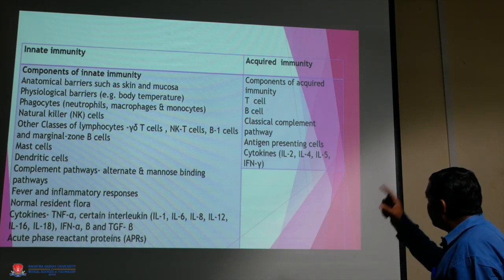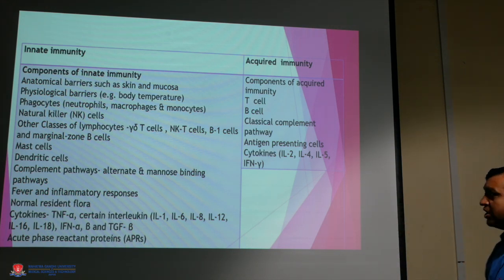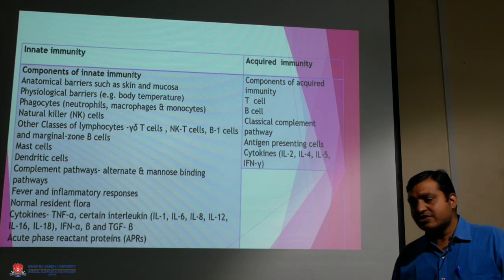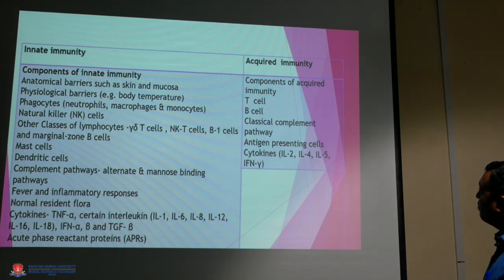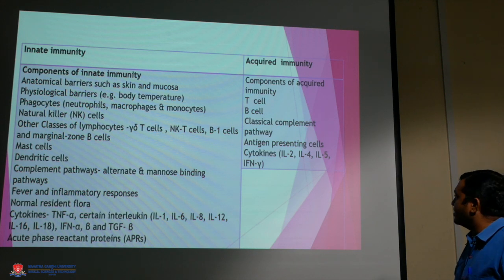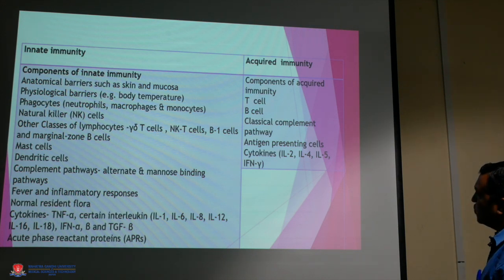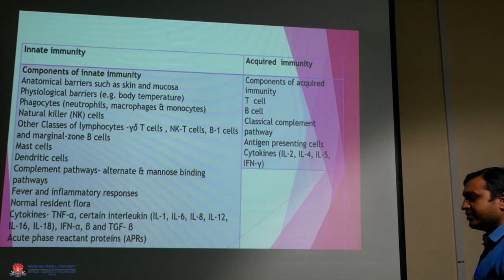Components of acquired immunity: T cells, B cells, classical complement pathway, antigen presenting cells, cytokines 2, 4, 5.